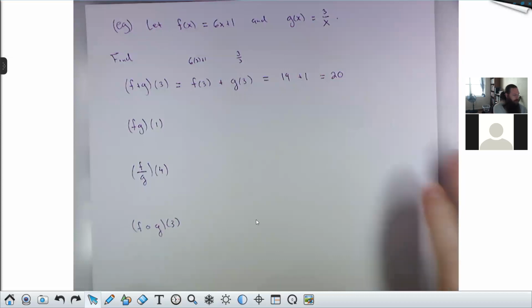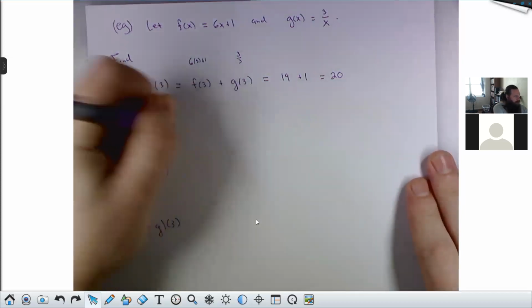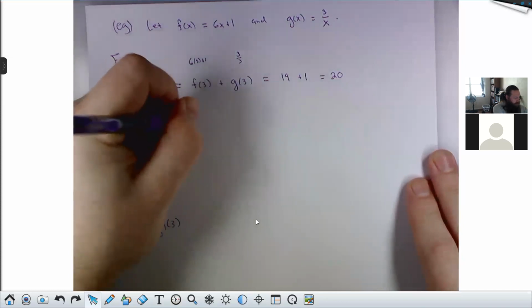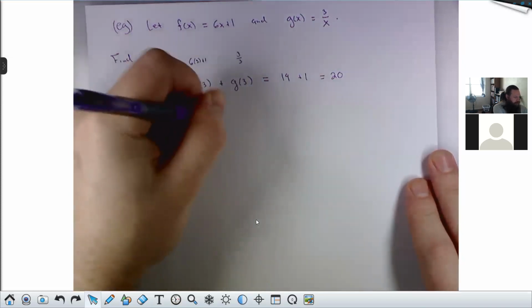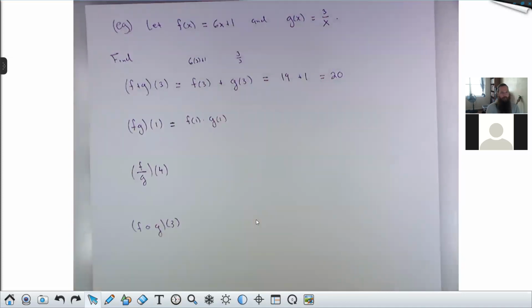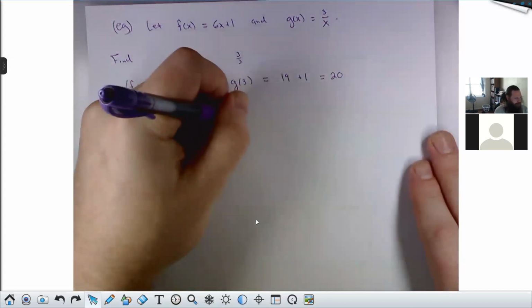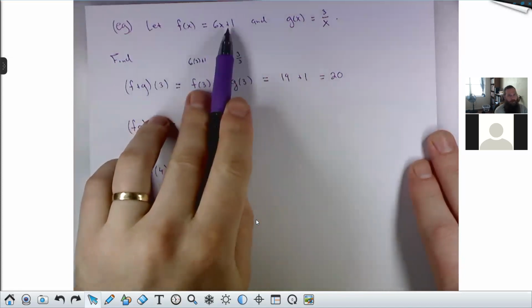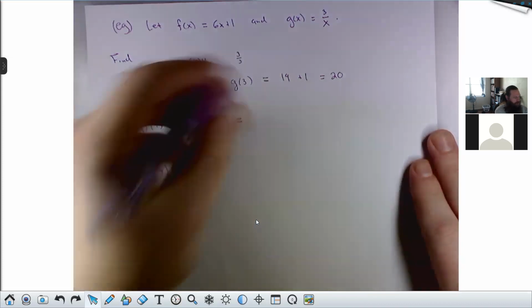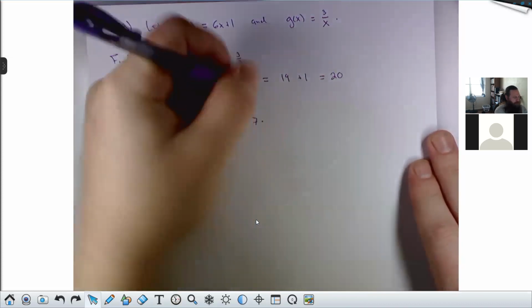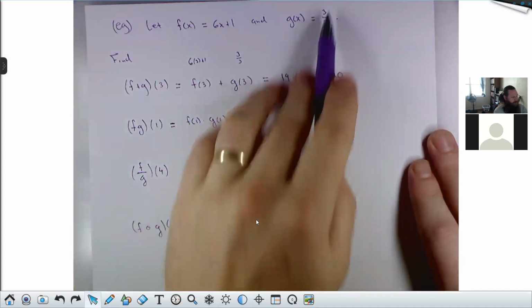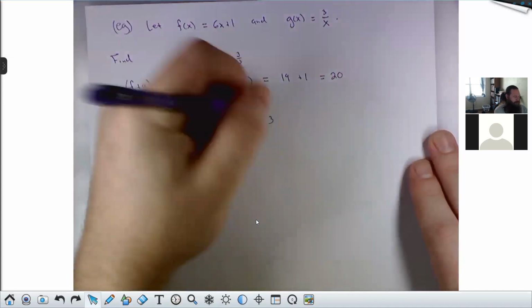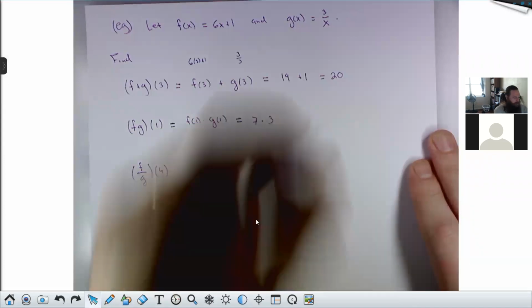All right, if not, then we're going to look at F times G of 1. Again, just trusting the definition, this would be F of 1 times G of 1. So I need to figure out what is F of 1, what is G of 1. F of 1 is what I get if I plug 1 in here. That's 6 times 1 plus 1. That's 6 plus 1 is 7. So this is 7 times G of 1, which is 3 over 1. Well, that 3 over 1 is 3. 7 times 3 is 21.